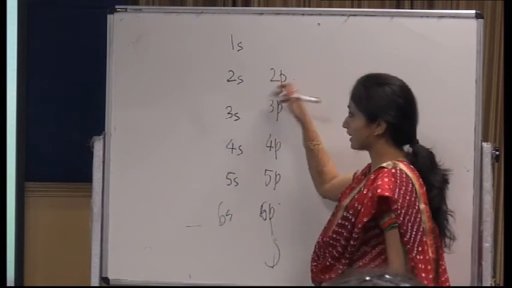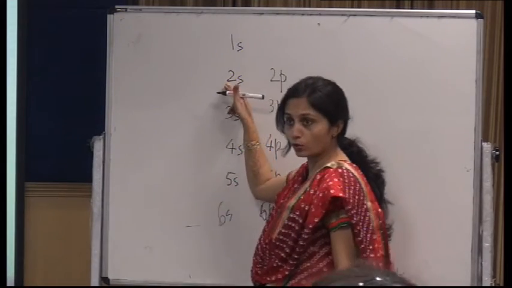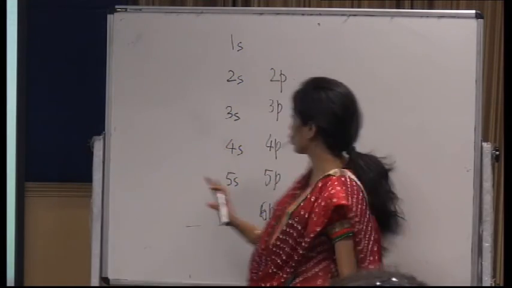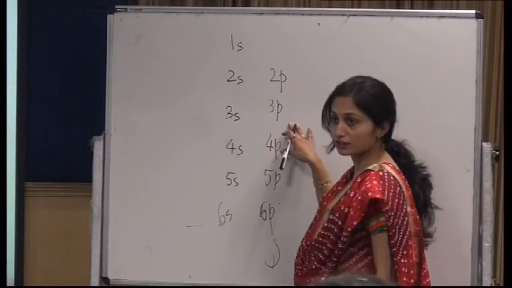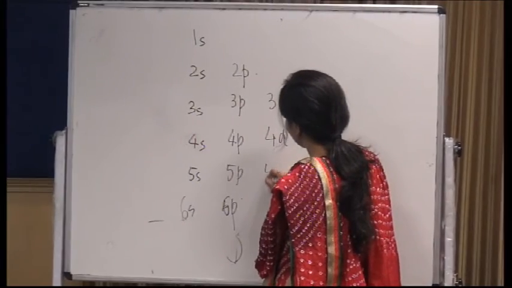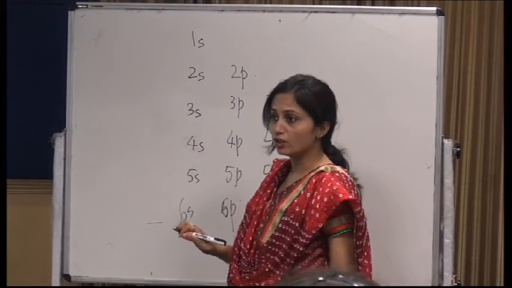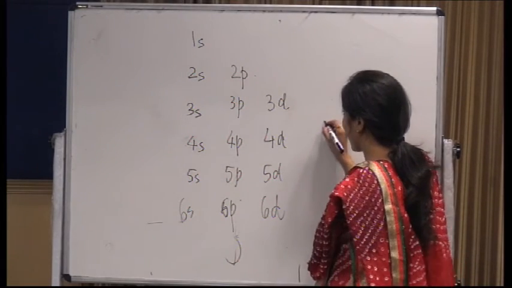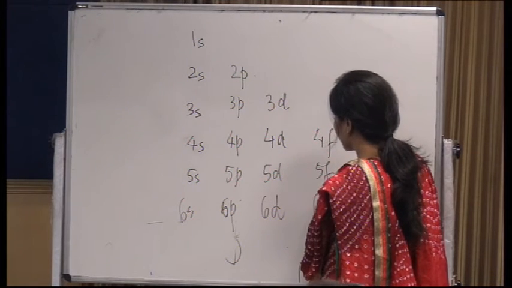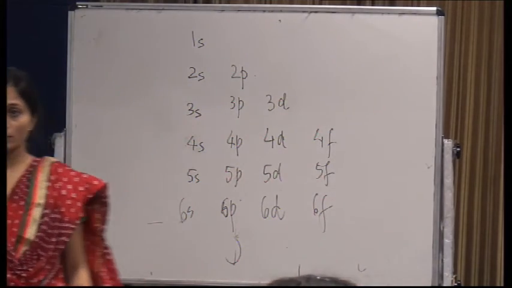And then you know that there is no 2d. Why is there no 2d? Because when n is equal to 2, your L can be only equal to 0 and 1, but not 2. So for 3 you will have a 3d. So you start from here, 3d, 4d, 5d, 6d and so on. This is how to make this diagram. You all must be knowing. And then you have 4f, 5f, 6f and so on. It's easy to make this diagram. I think all of you will be able to make it.